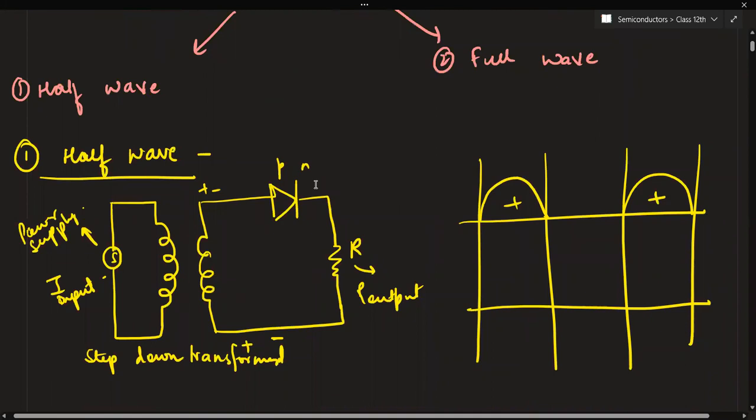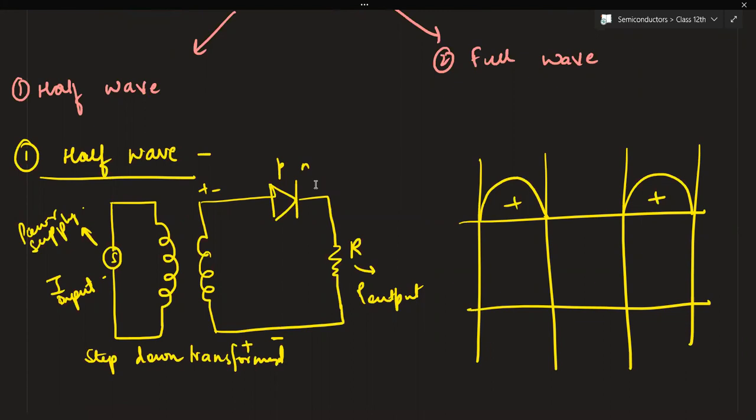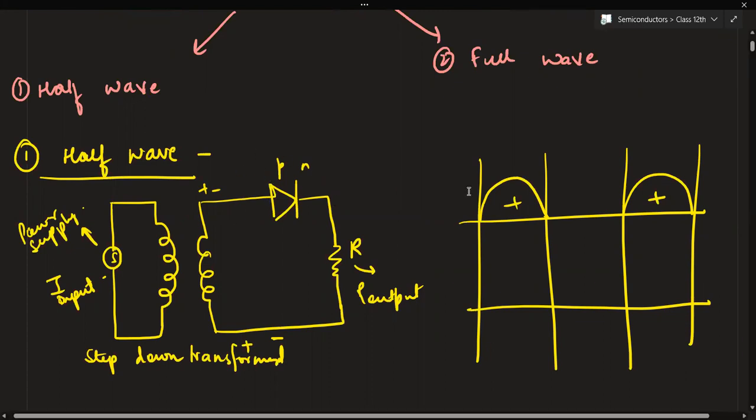Because in half wave, only one diode was present, right? Only one diode was present. So reverse bias does not perform any conduction. As soon as this becomes forward biased, the circuit conducts and a graph is plotted. Then it becomes negative, reverse bias, and it does not read it.